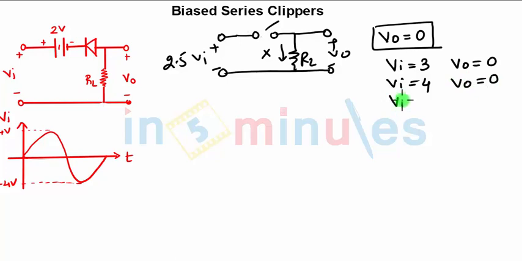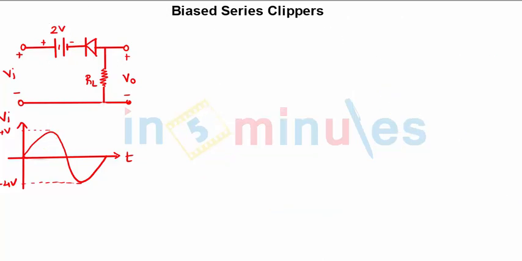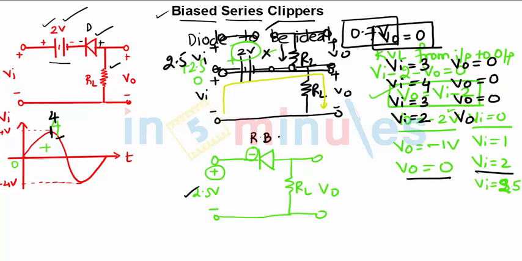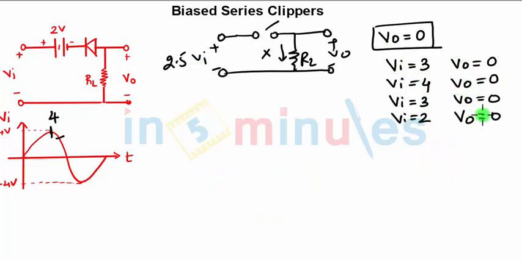Again you will decrease from 4 because you are reaching this point which is 4 volts. Now again you will come to 3 volts. Again your VO will be 0. Again you will come to 2 volts. Now what is the value of VO in the previous case? We have seen for VI of 2 volts, your VO is 0. So again your VO will be 0 volts, right?